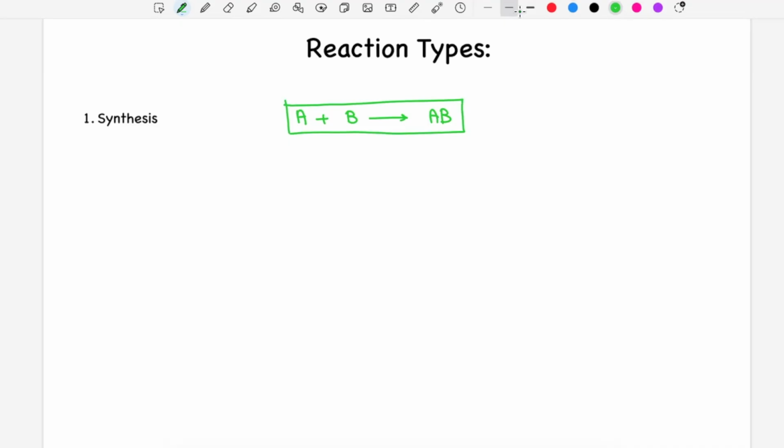Based on what they are, sometimes they're both non-metals, so they combine together to make a covalent compound. Sometimes one of them is a metal and the other is a non-metal, so they make an ionic compound. So based on what they are, they can combine and make either an ionic compound or a covalent compound. Let's do some examples for that.